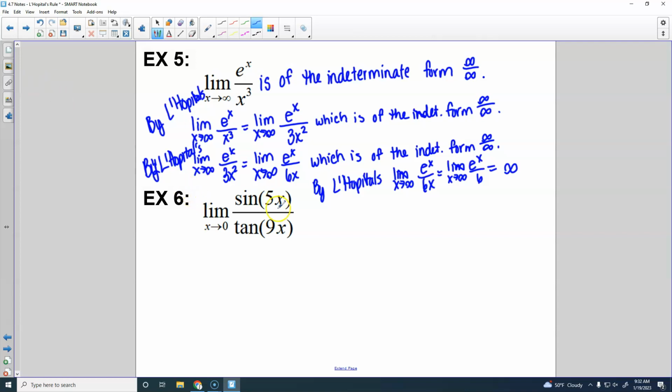All right, if we plug in 0 here, what is sine of 0? 0. What's tangent of 0? 0 over 1, which is also 0, right? So we're going to say it is of the indeterminate form 0 over 0. So if I had 5x for both of these, I could change tangent to sine over cosine, and I might be able to work it out like that. But because I've got a 5x and a 9x, I cannot do that. So I'm going to say by L'Hopital's rule.